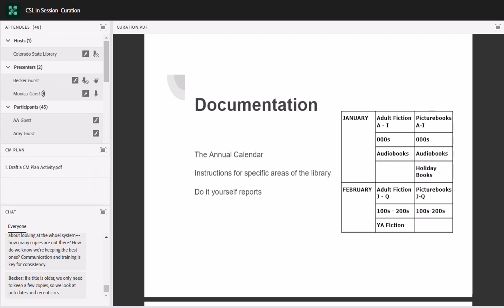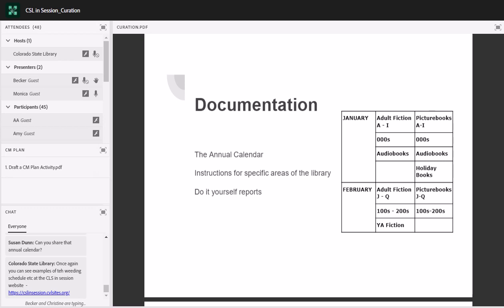So the way that we actually started in the very beginning was with an annual calendar that was created by collection development, and that was our jumping off point to put us all on the same page. This is so all of the branches can be weeding the same areas at the same time. We have instructions for specific areas of the library, so we have a form that corresponds with each month. So in January, that might say our 0-100s, what makes a 0-100 outdated, how long we would keep them, what the oldest one should be like, or things to look for.